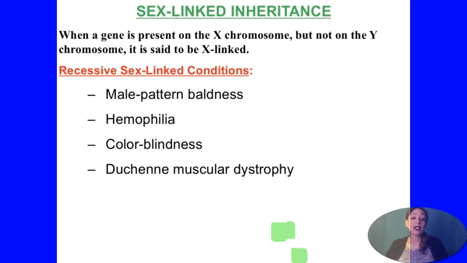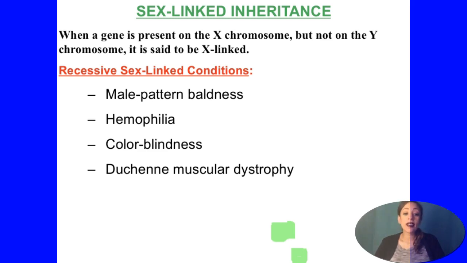It's just literally because of size. The Y chromosome is actually about 100 times smaller than the X, so we can literally carry a lot more on the X. That's all that is. With that comes different conditions that can be passed on from the mother to the actual son itself. These would be considered recessive sex-linked conditions. One of those is male pattern baldness. We have hemophilia, color blindness, and muscular dystrophy.